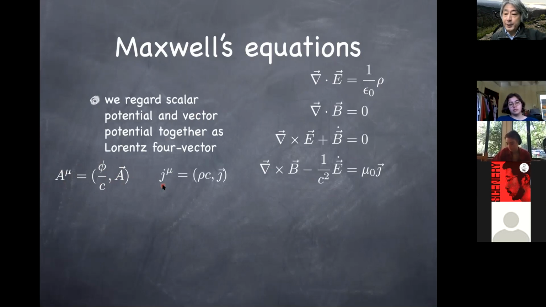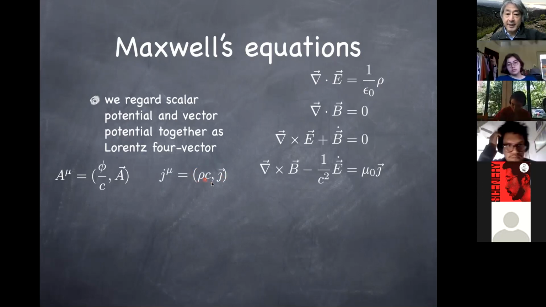And you also combine the sources into a 4-vector. This is the charge density ρ and the current density J. And it turns out that charge density times c has the same unit as the current density J. So ρc and J together form a current 4-vector, again with the upper index μ. So these are the building blocks to write down the theory for electromagnetism.